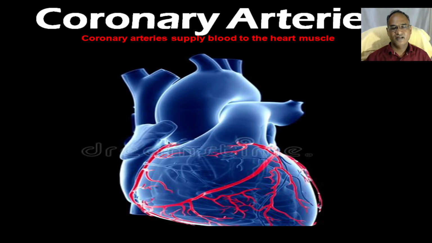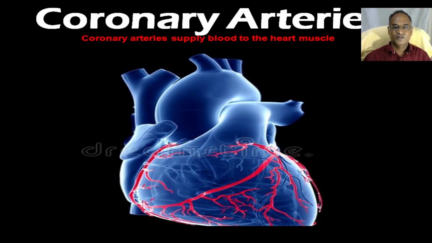So the myocardial layer needs oxygen-rich blood with nutrients. Because of this, the coronary arteries are very important, just like a blood circulation.